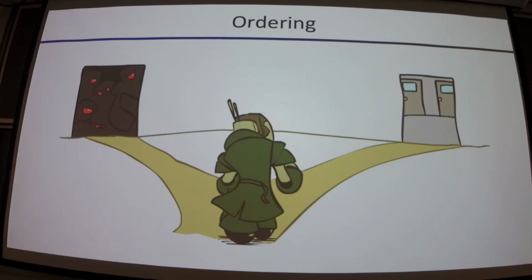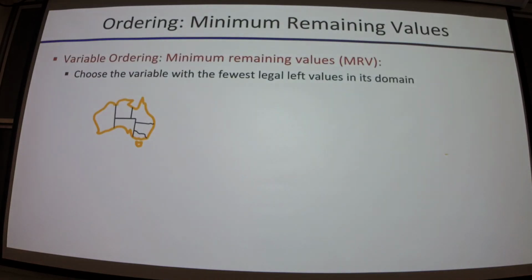Ordering, right? This is one of those things where we can turn sliders and knobs to make our algorithms work a little better, right? And the two things that we're changing are the order in which we assign variables and the order in which we try assignments from those variables' domains, right? So let's talk about the first, the order in which we assign variables. We're going to call this minimum remaining values. So the idea is that we're going to choose the variable to assign next with the fewest legal values left in its domain.